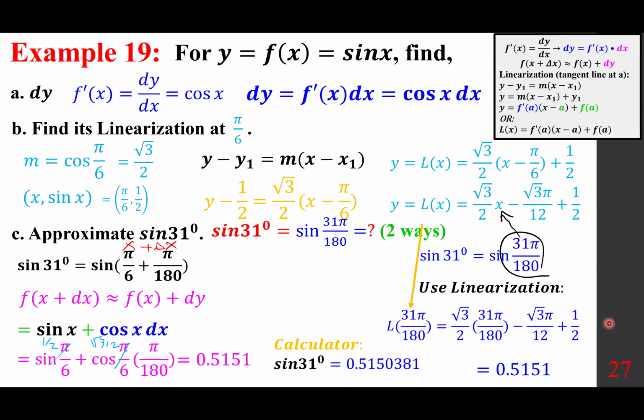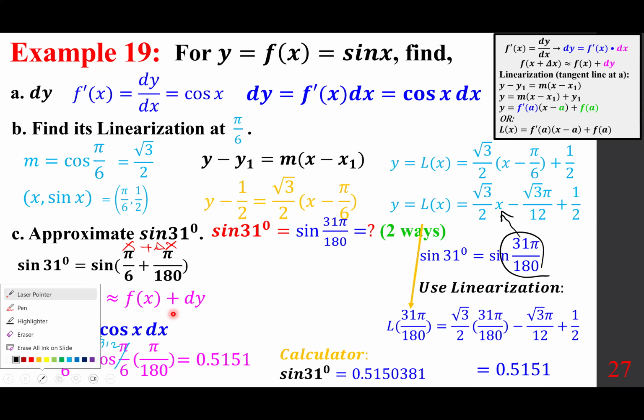Now, if you use a calculator, as you can see, they are identical within 3 decimals, and then it starts changing here. So that's a very good approximation. So that's one way to find something like sine of 31 degrees.